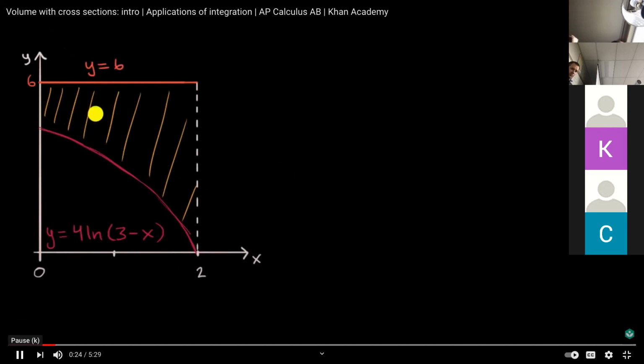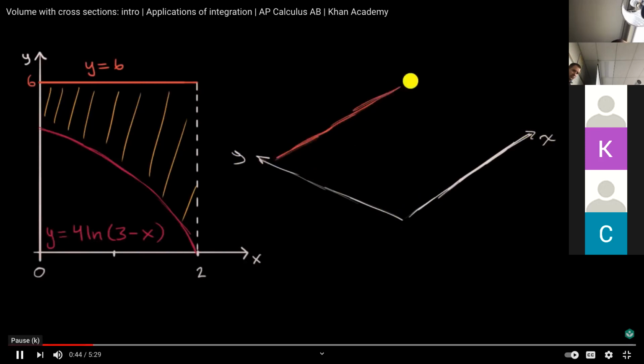And in this video, we're going to think about a shape. And I'm going to draw it in 3 dimensions. So let me draw this over again, but with a little bit of perspective. So let's make this the y-axis. That is my x-axis. This is the line y is equal to 6. And this dotted line, you could just draw it like this. And so this would be the point x equals 2. And then the graph of y is equal to 4 times the natural log of 3 minus x would look something like this.